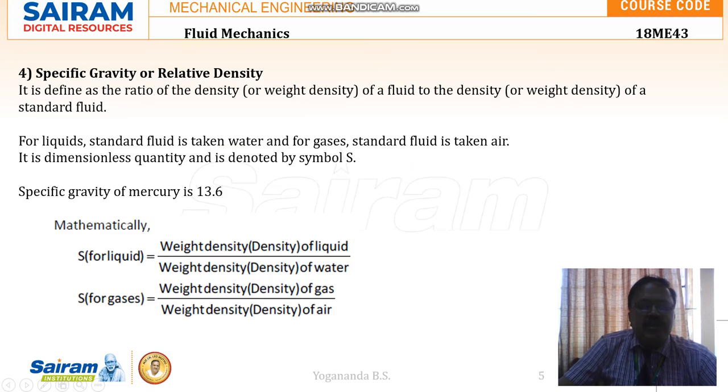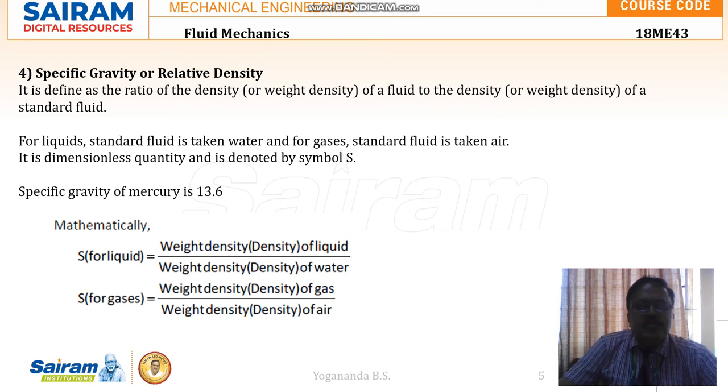Then specific gravity or relative density. It is the ratio of weight density of the fluid to weight density of the standard fluid. That is weight density of the given fluid to weight density of the standard fluid. For liquids, the standard fluid is water. The symbol S denotes the specific gravity. For liquid, it is the ratio of density of the given liquid to density of the standard liquid, that is water.